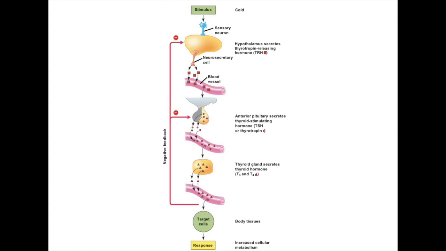After a certain amount of thyroxin is produced, thyroxin acts in a negative feedback loop and inhibits the hypothalamus and anterior pituitary from producing thyrotropin-releasing hormone and thyrotropin-stimulating hormone.